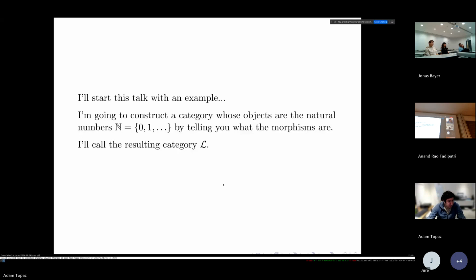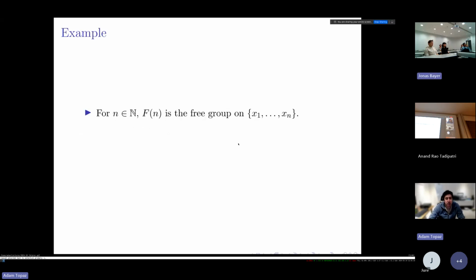I'm going to construct a category, and the objects of this category are just going to be the natural numbers. Okay. I'm going to construct this category by telling you what the morphisms are. In other words, if I take two natural numbers, I need to tell you what's the set of morphisms between those two natural numbers with respect to this category structure. I'll refer to this category that I'm about to construct as L. Okay? So let's get started.